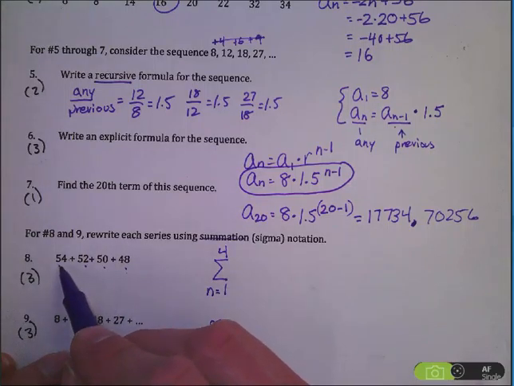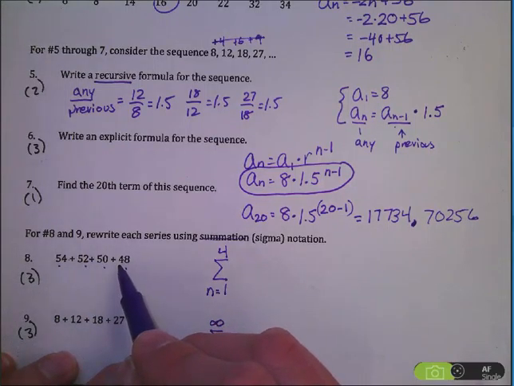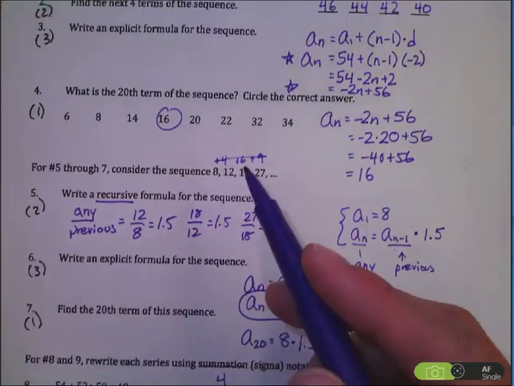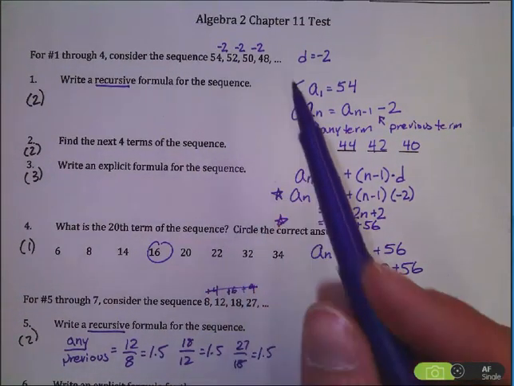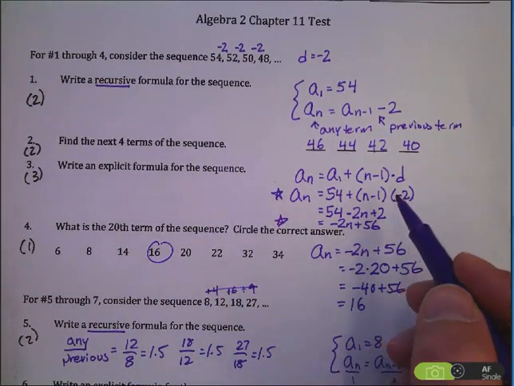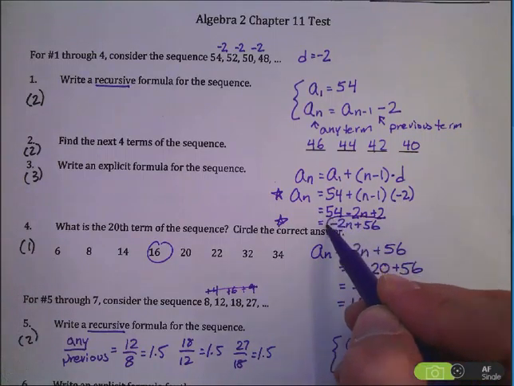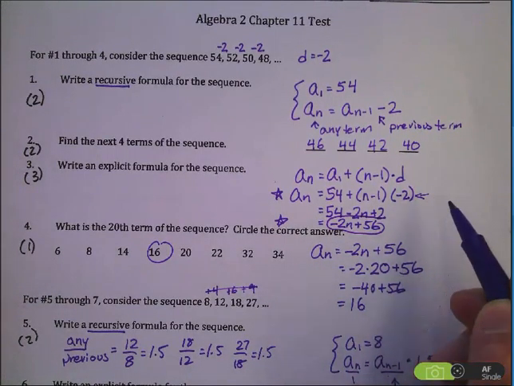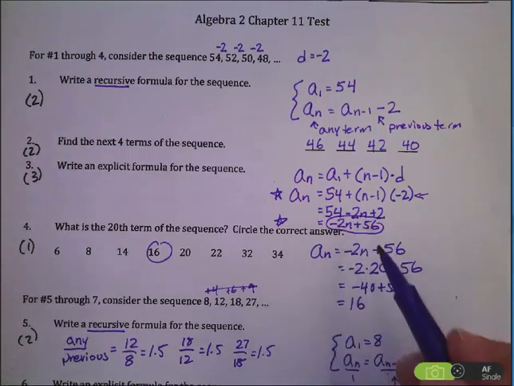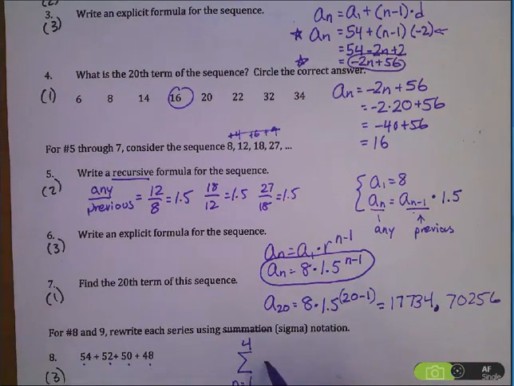Now number 8, this is a sequence of numbers that's going down by 2s. In fact, it's the same group of numbers that we have here. So what we do is we write down the explicit formula. I'm going to use this one. You could use this one right here as well. Doesn't matter. I'm going to take the right side of this explicit formula, and that goes here, negative 2n plus 56. You must put the explicit formula in parentheses.